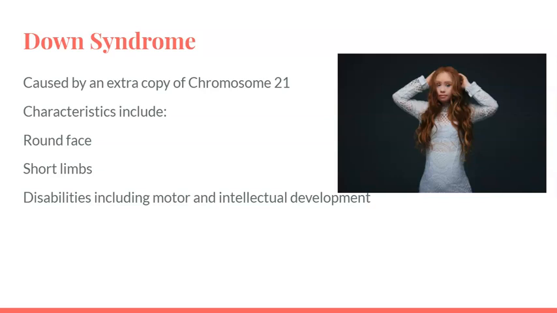There are physical characteristics of Down syndrome that include extra skin over the eyelids. They may also have a flattened skull and a round face, and shorter limbs compared to someone that does not have an extra copy of chromosome 21. Down syndrome is also affiliated with disabilities that deal with motor development and also intellectual development.